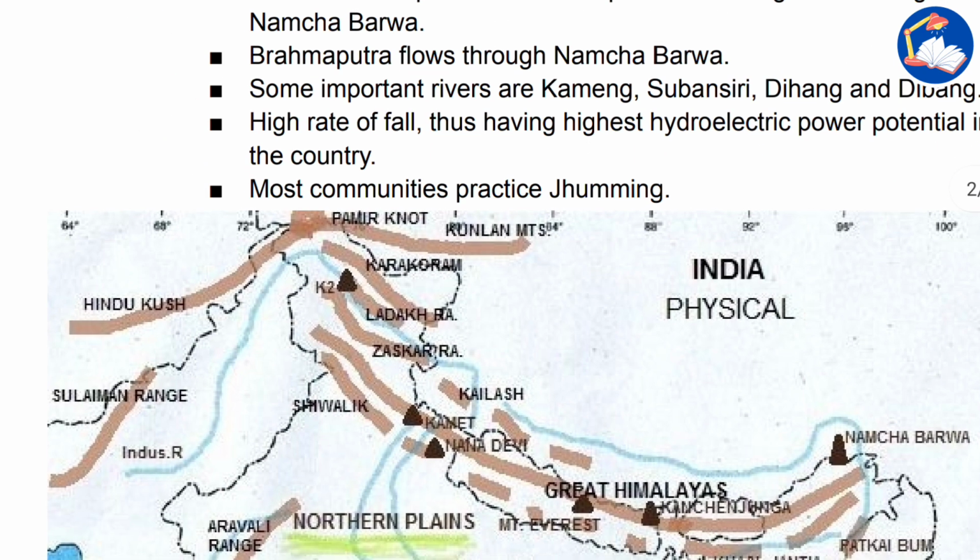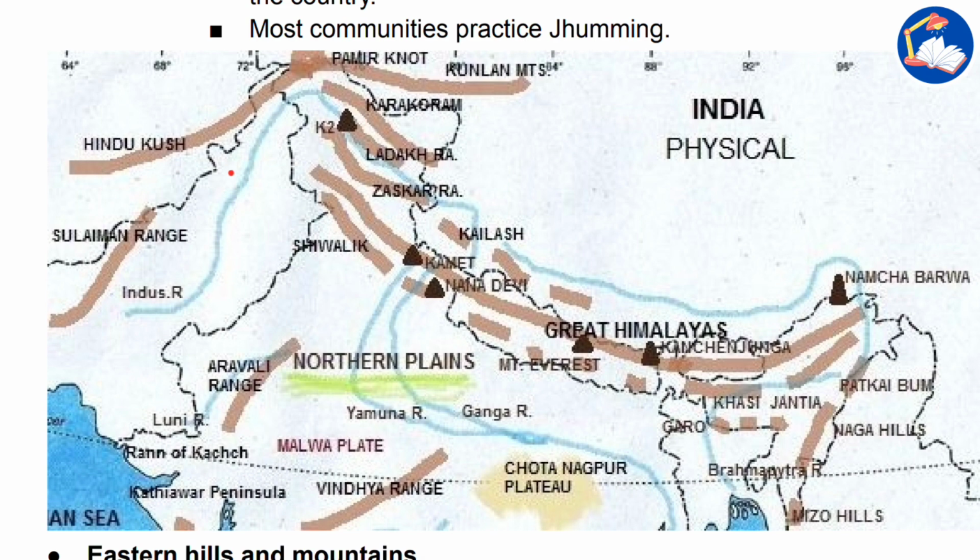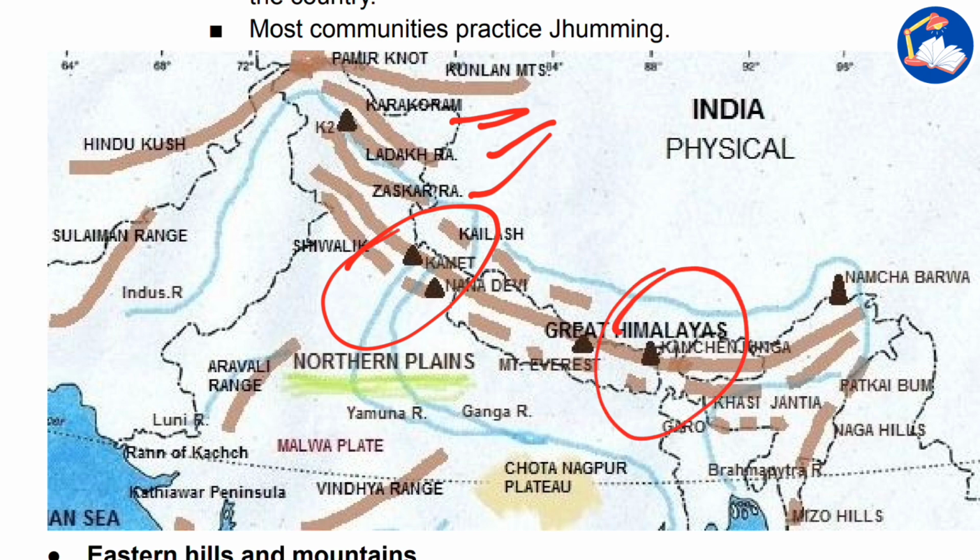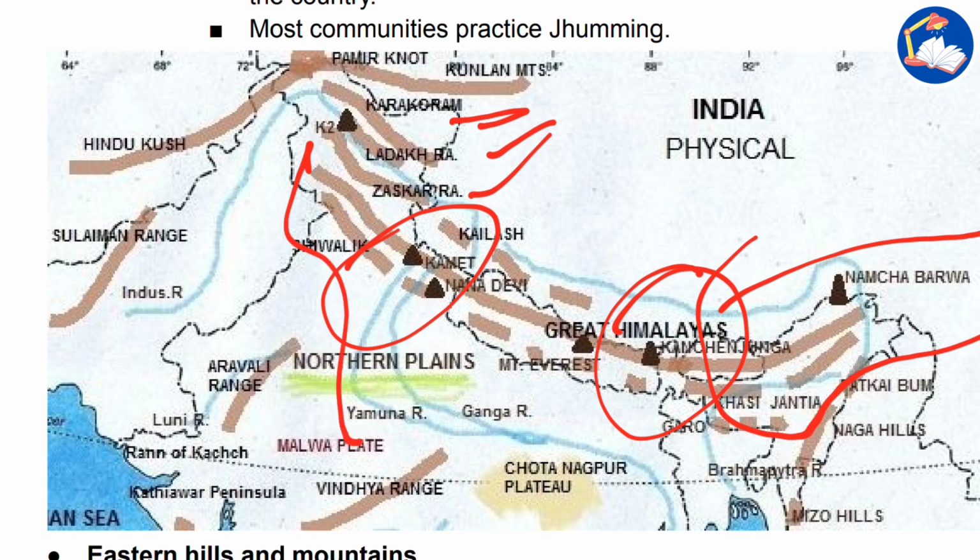Now we come to the map of the Himalayas. Here we have the Kashmir Himalayas: Karakoram, Ladakh, Zaskar. Now here are the Uttarakhand and Himachal Pradesh Himalayas. Over here we have the Sikkim and Darjeeling Himalayas. And over here Namcha Barwa, as we discussed, in the Arunachal Himalayas.